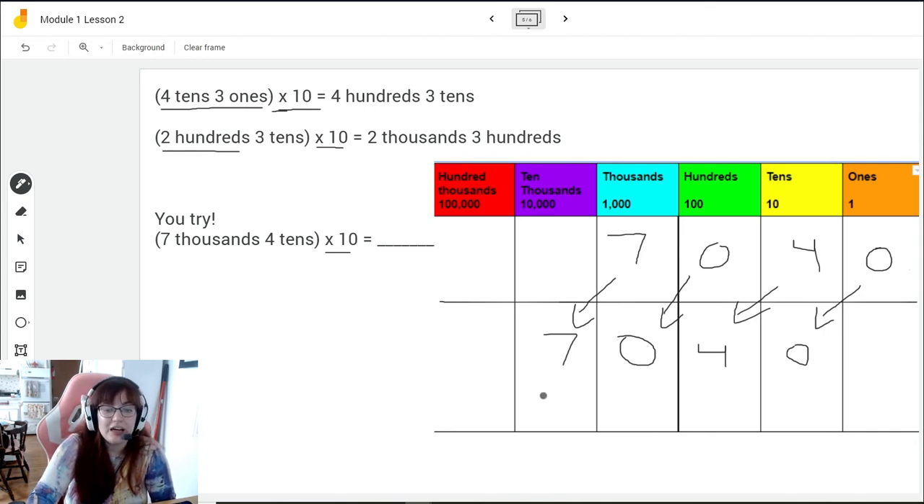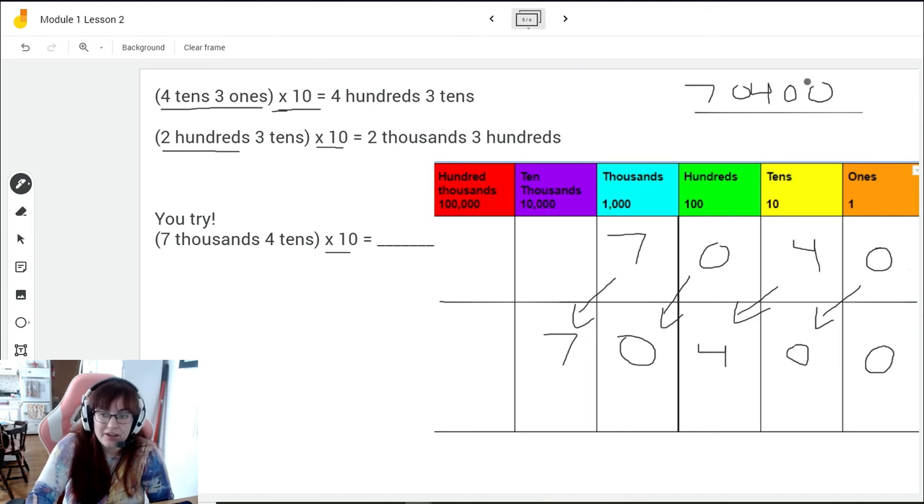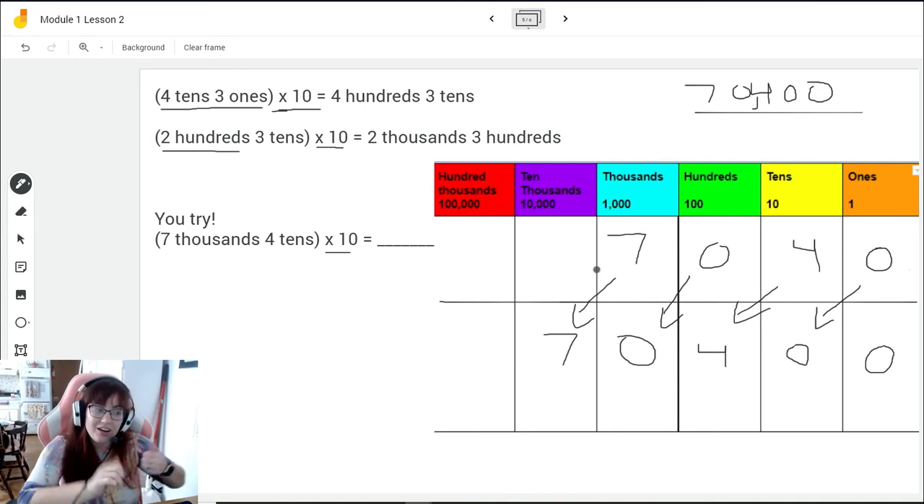in this 0. And the reason why I fill in this 0 is that if I were to just write out my answer, 7040, that still just looks like 7,040, and that's the exact number that I started with. So we don't want to end with the same number that we started with. So it's really important that we fill in that last place value, so then we get our real answer, which is 70,400.